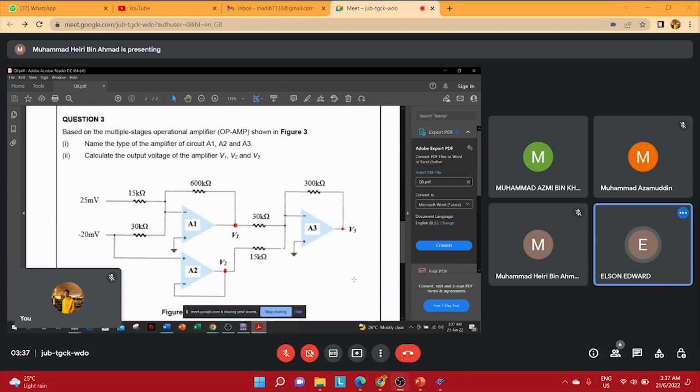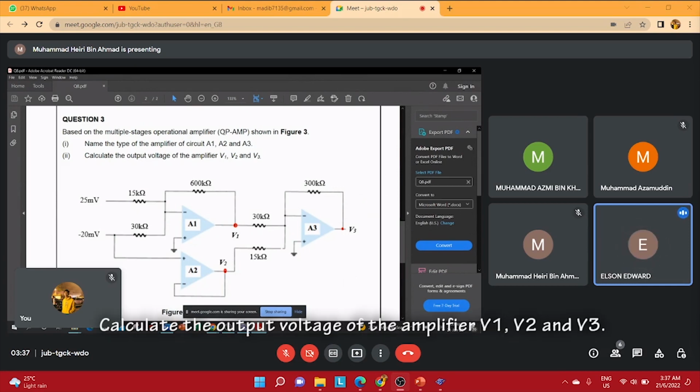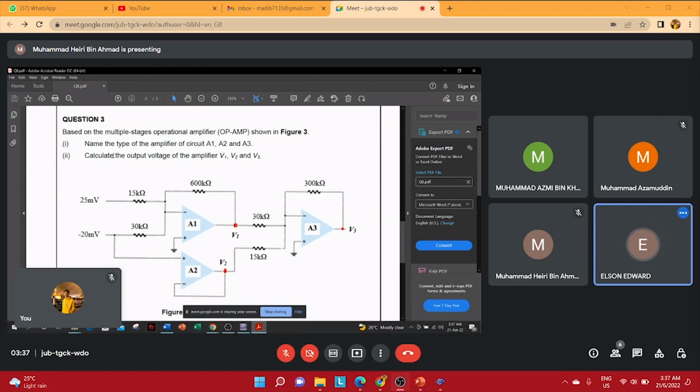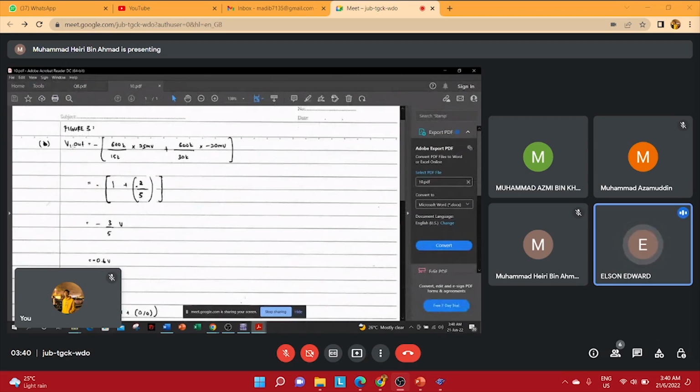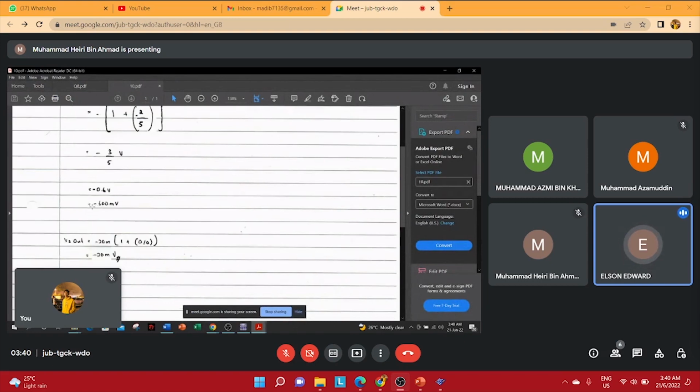Today I will explain about simulation and calculation. As for the calculation, my part is question 3, Roman 2. Calculate the output voltage of the amplifier V1, V2 and V3. For V1 out equals negative 600k over 15k times 25 millivolt plus 600k over 30k times negative 20 millivolt. Then we got negative 1 plus negative 2 over 5. So the answer is negative 3 over 5 volt, which we change to millivolt is negative 600 millivolt.